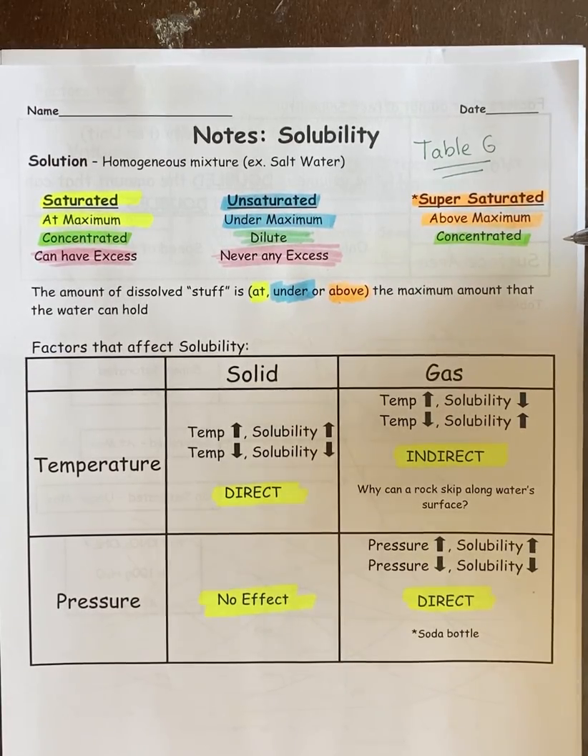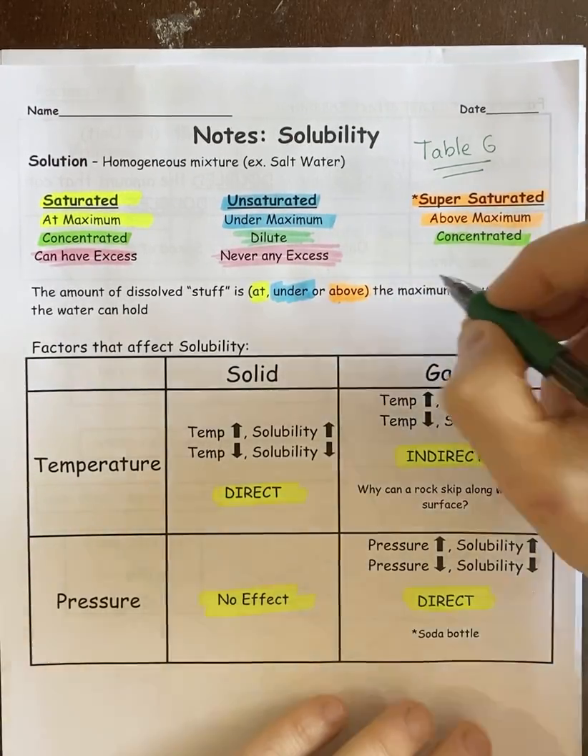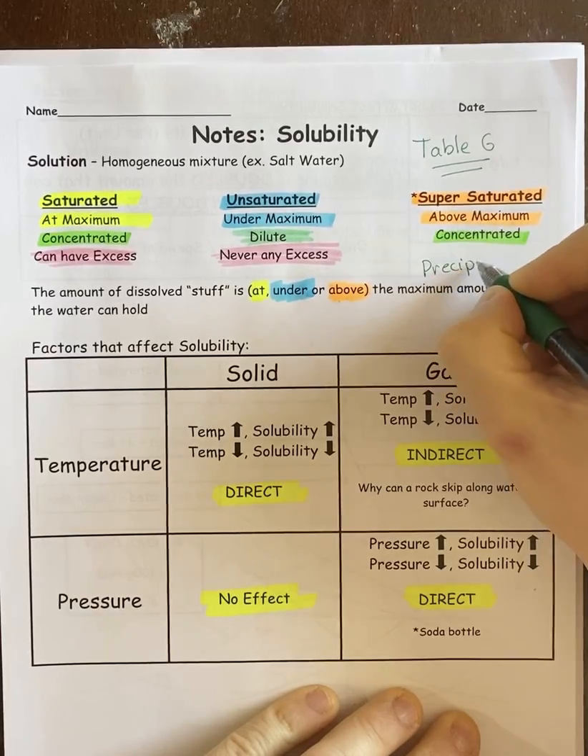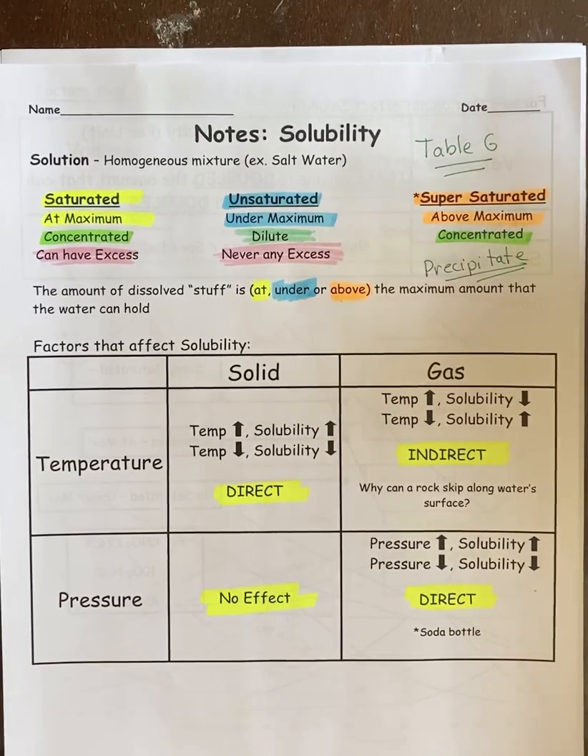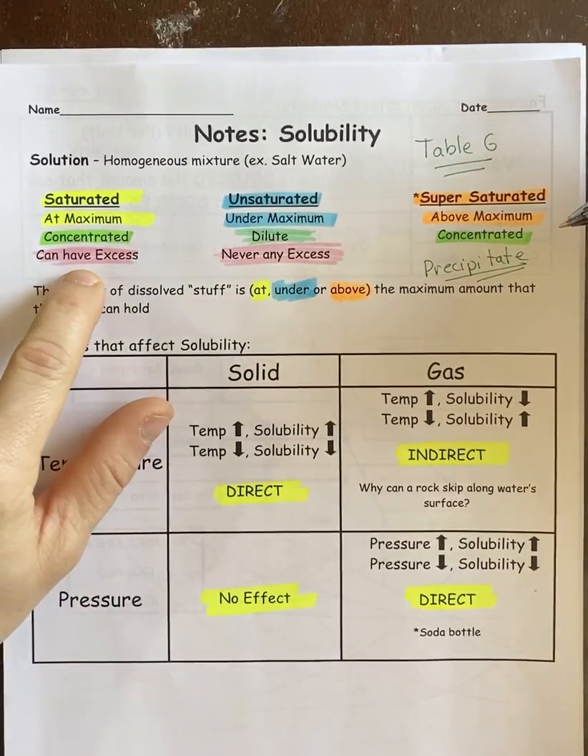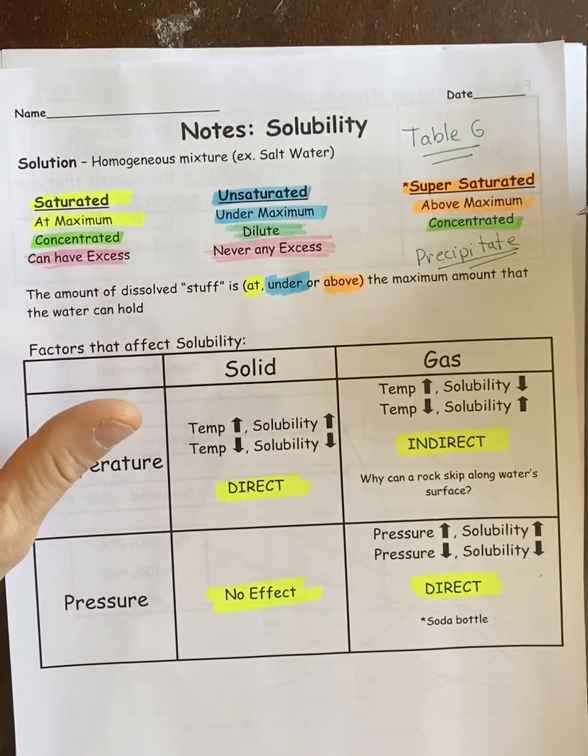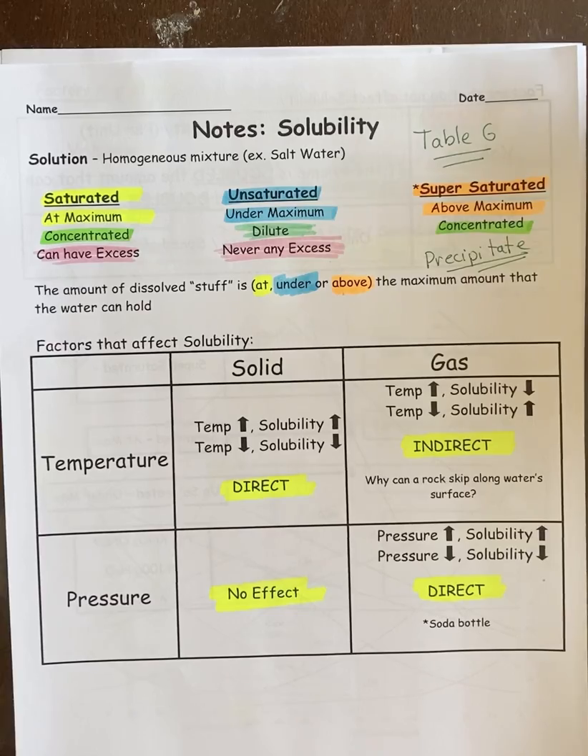So if they are disturbed at all, if you add any extra material, if you shake them, if you stir them, all the extra stuff that shouldn't be able to dissolve will typically come out of solution as a precipitate. It'll fall out of solution as a precipitate and then become excess, and you'll end up with just a regular saturated solution. In other words, the real maximum will be maintained, but all the extra stuff will just fall out and sit at the bottom of the glass. We will learn more about precipitates in a couple more lessons.